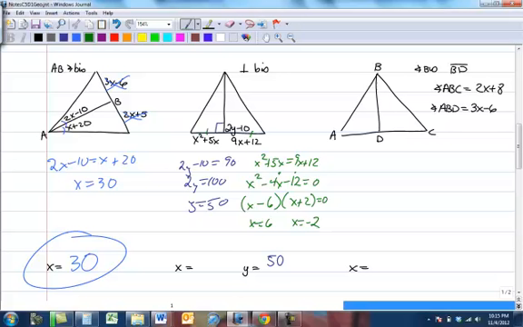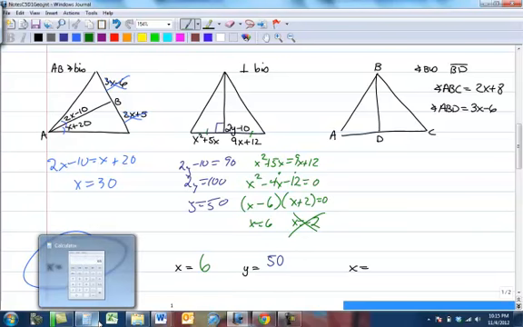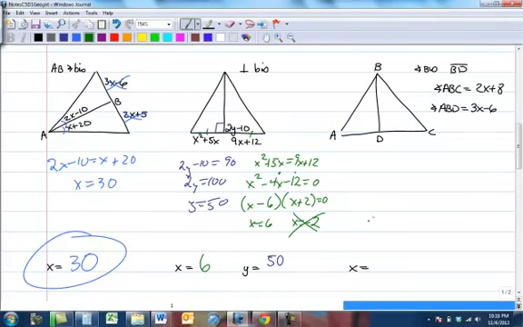The only thing is, can x be negative 2? Might work here, but I'm looking here. 9 times negative 2 is negative 18, plus 12 is negative 6. Negative 2 cannot work. That is extraneous. X is equal to 6. Got these crisscrossed, but y'all can follow that, right? Sure.